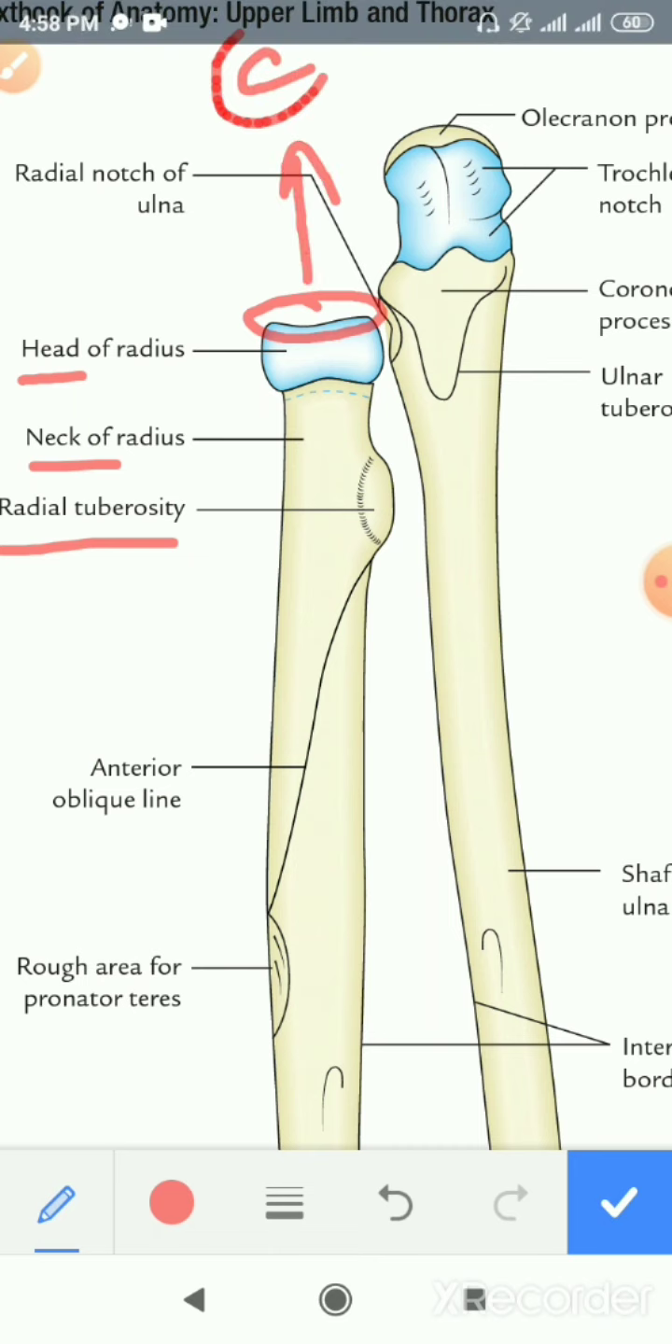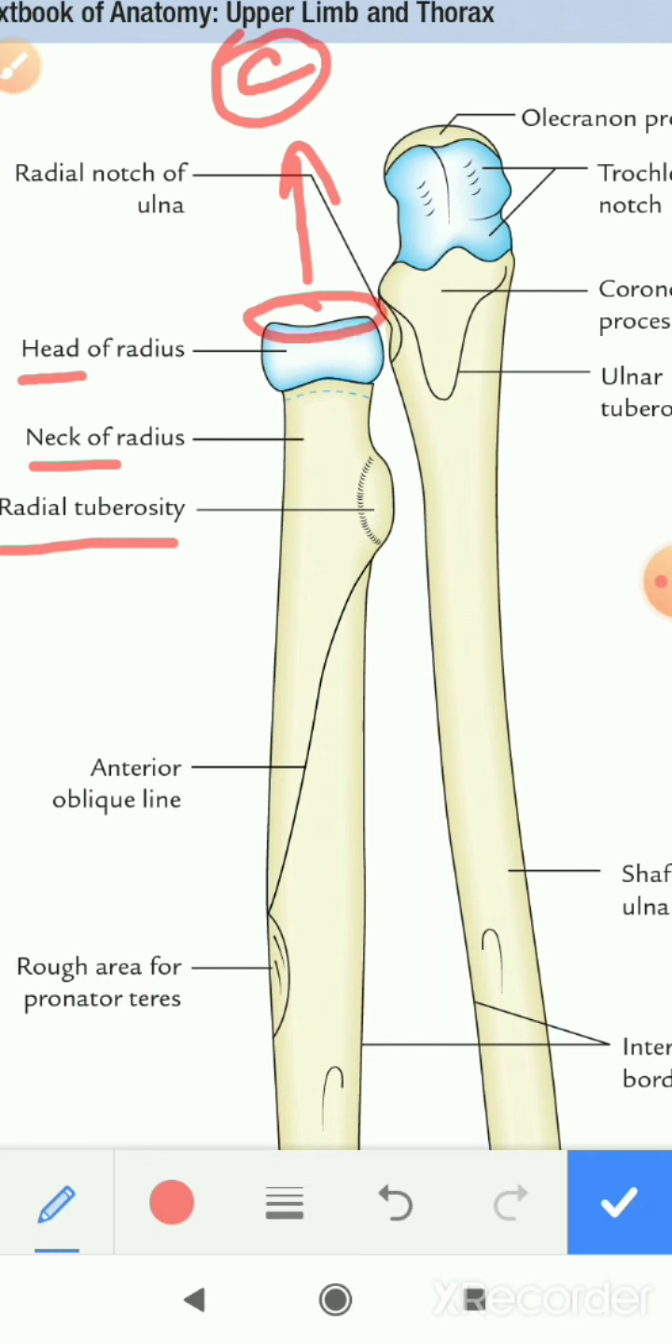to form the humeroradial joint. Then the circumference of the head is also smooth and it articulates medially with the radial notch of the ulna and forms the superior radio-ulnar joint, and this is a pivot type of synovial joint.